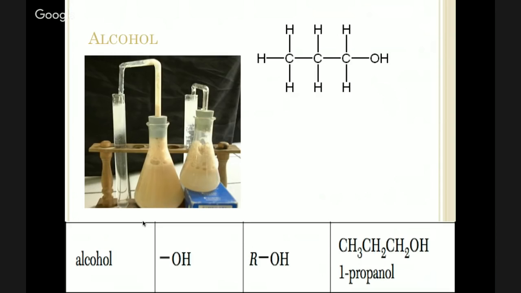So this is what it looks like drawn out. I could also put that OH on the left side, and that would still be 1-propanol. It's almost like these molecules are twisting in space, and so you can see them as the way I drew it, or a reflection in space with the hydroxide on the left side.